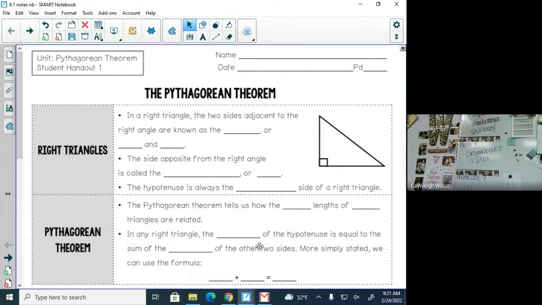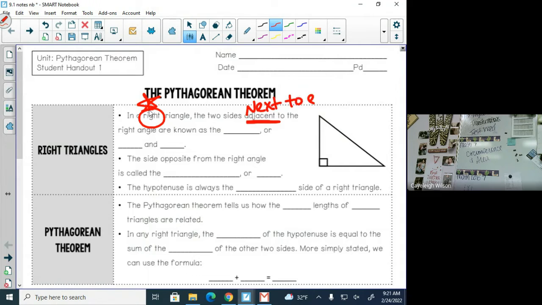So in a right triangle. So what's it mean by a right triangle? A 90-degree angle. So in a right triangle, the two sides adjacent. So what's the word adjacent mean? Next to each other. Thank you very much. Okay.